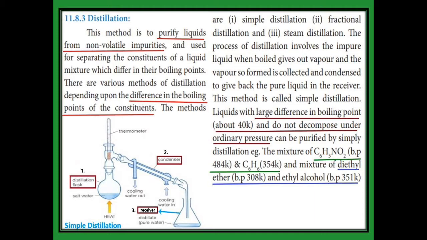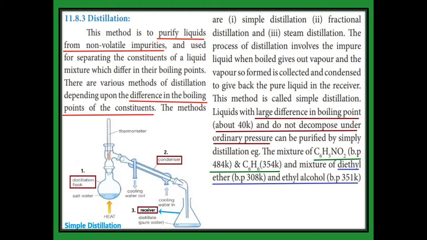So we can separate the impurities. What is the nature of the impurities? It is a non-volatile one. Only then can we separate the liquids. Then by boiling point difference: suppose we have two or more organic compounds, with the help of the boiling point difference we can separate the organic compounds in this method.